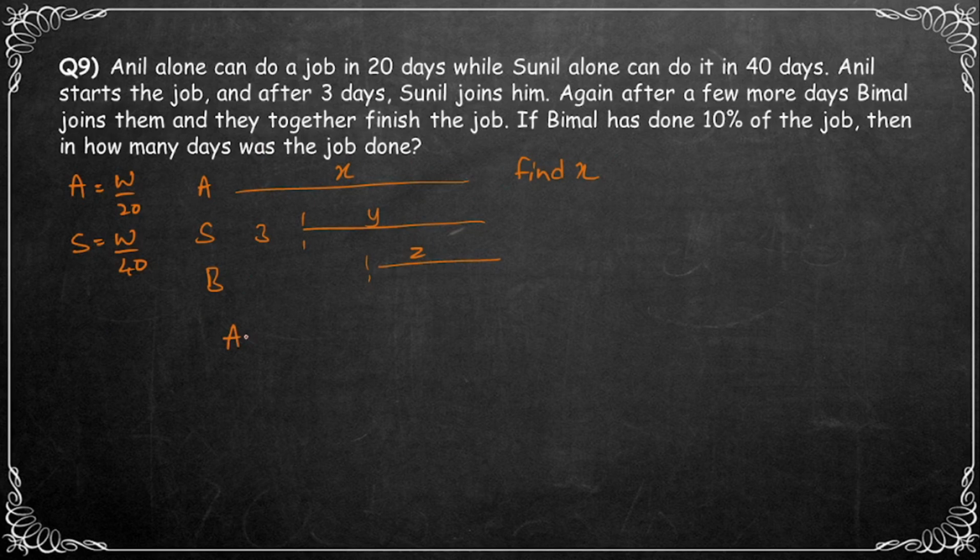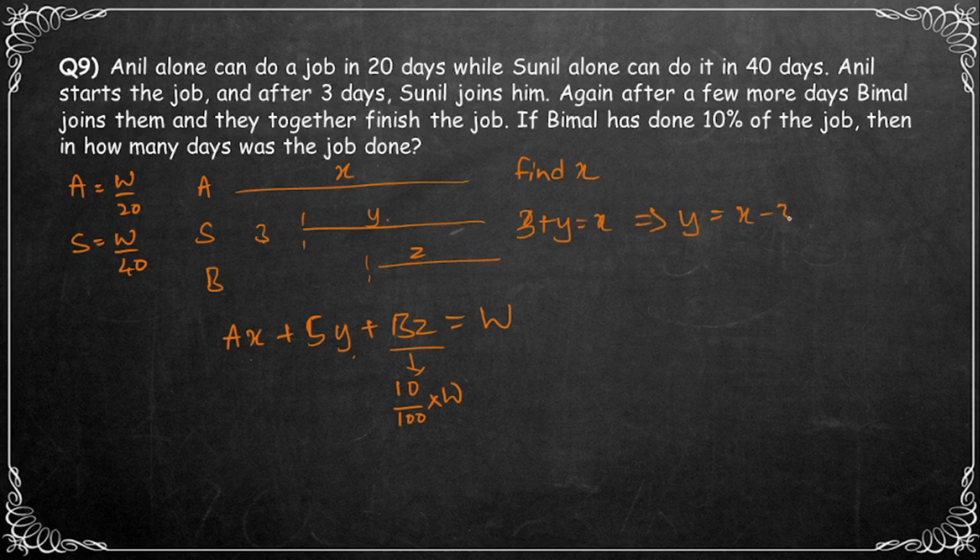So if we see, part of the work done by A is A into X, part of the work done by S is S into Y, plus part of the work done by Bimal, which is B into Z. If we combine those parts of the work, we get the total work. Now they are saying the part of the work done by Bimal is 10% of the total work, 10 by 100 into W. Now we have X, Y. How do we find the relation between X and Y? If we combine 3 plus Y, we get X. So that implies Y is equal to X minus 3.